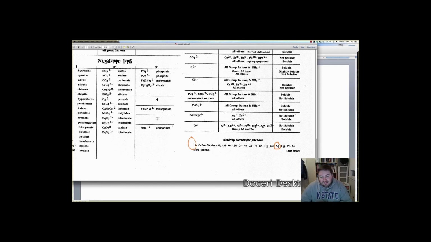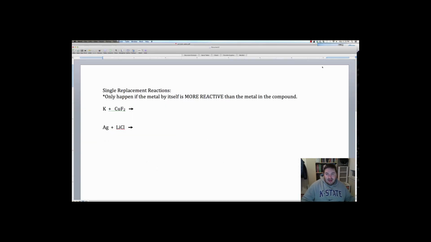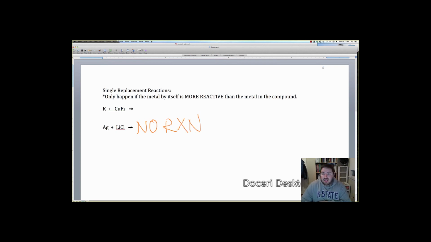And this time, because silver, the single metal, is farther right than the lithium, it's less reactive. So that tells me that because silver is less reactive, it doesn't have enough strength to kick the lithium out of the compound. And if you can't kick him out, the reaction can't happen. So silver tries to kick lithium out. He comes over here, it doesn't work. And so nothing's going to go on. So instead of getting any products, even though this is a single replacement reaction to begin with, because silver is less reactive than lithium, I simply write no reaction, and I'm good to go.